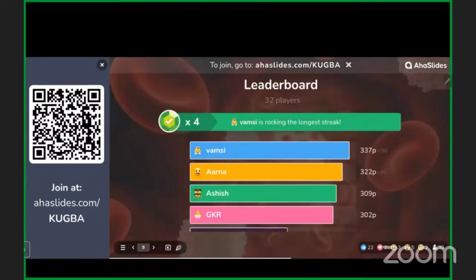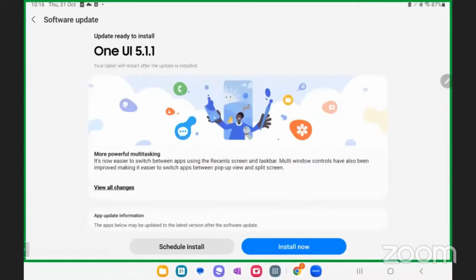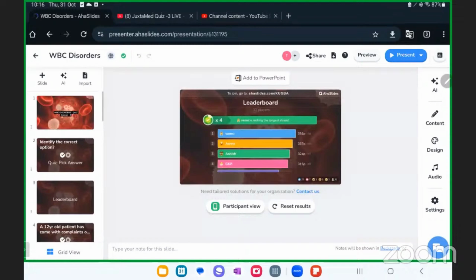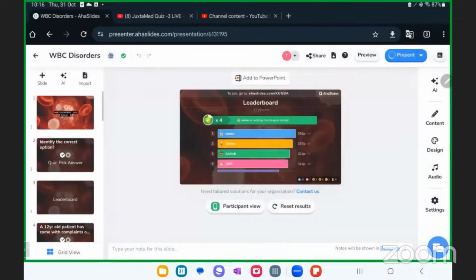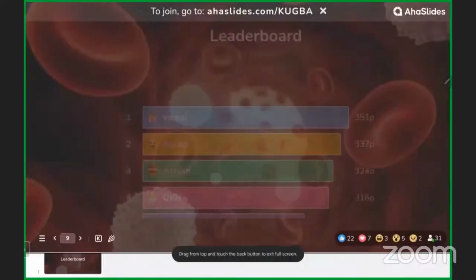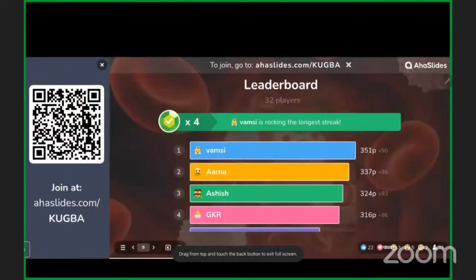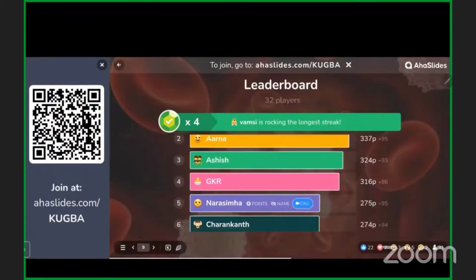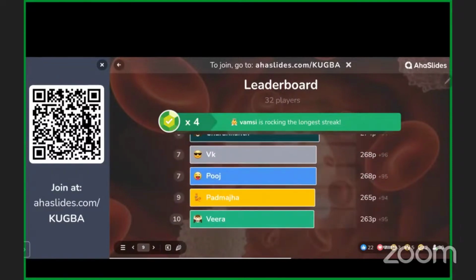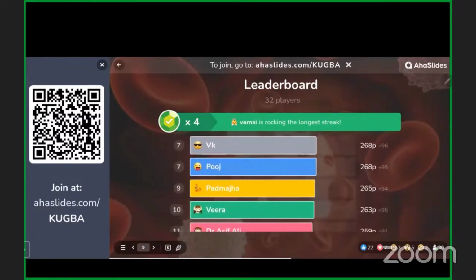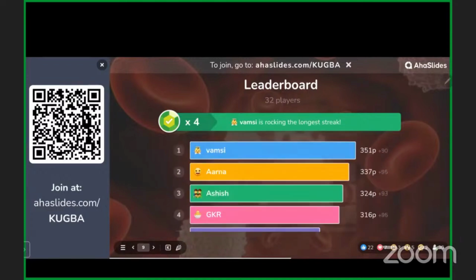So let's see the leaderboard. It's Vamshi leading again. Okay, we have Vamshi, then we have Arna, Ashish, JKR, Narsimha, Chandrakant, VK, Padmaja, Veera. Guys, how are you coming out from her song La La Land? Then Pooh. Okay, let's move on to the next question.